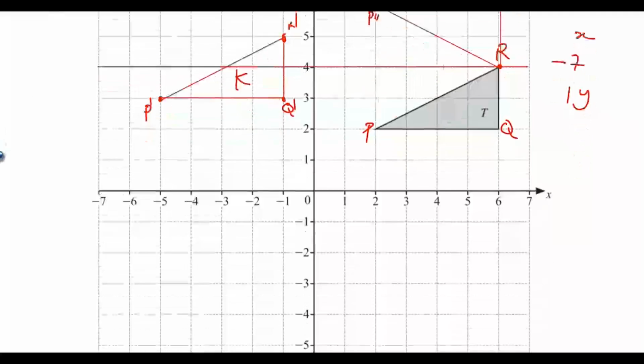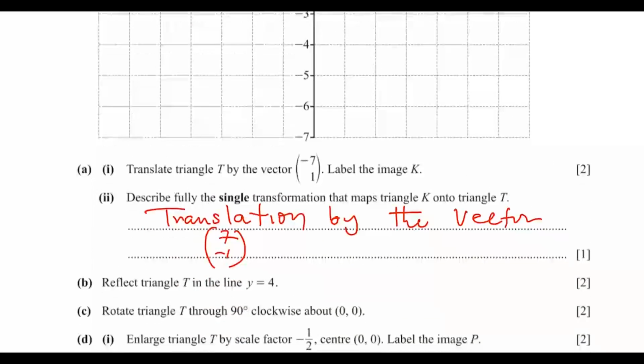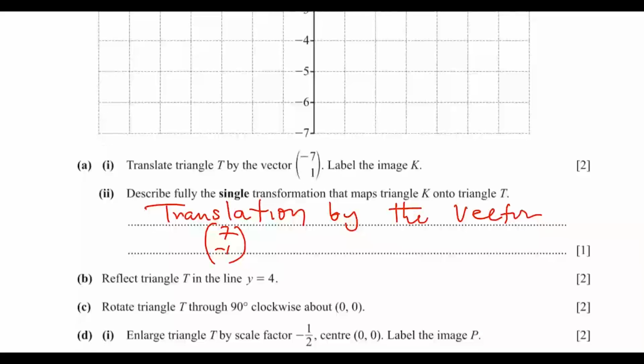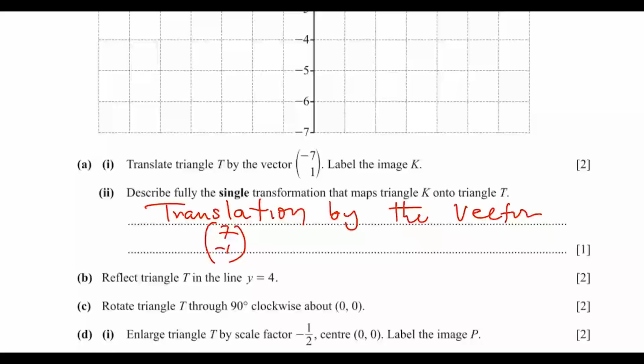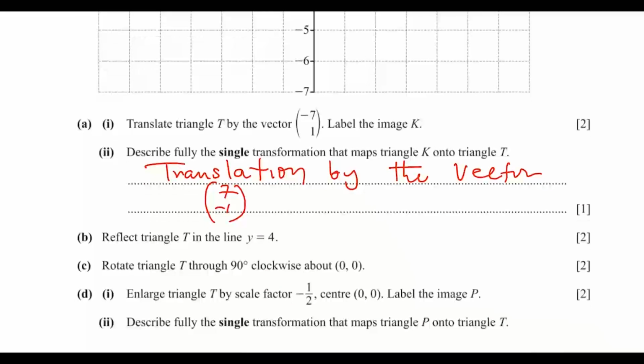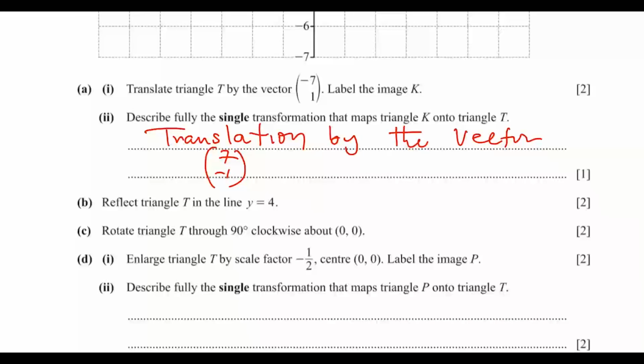And if you go back to the question, okay, so we are not asked to name the image by anything, so we are okay. Now let's go to the next question. That will be part C.